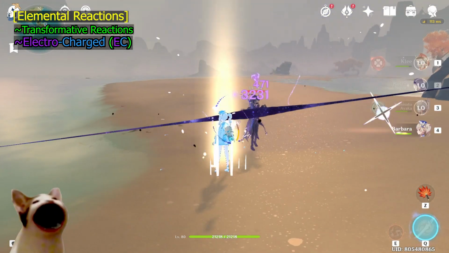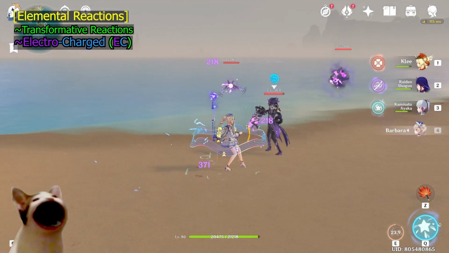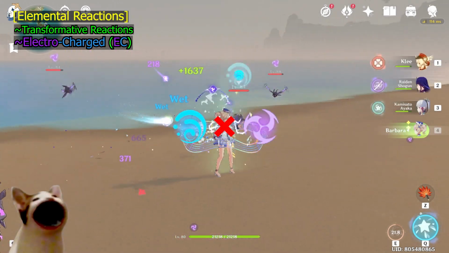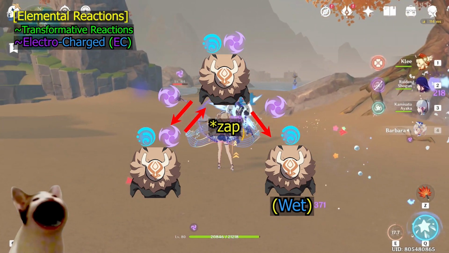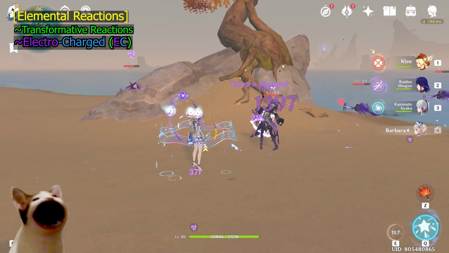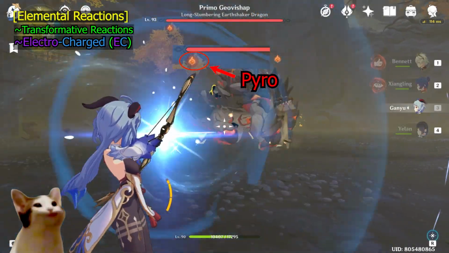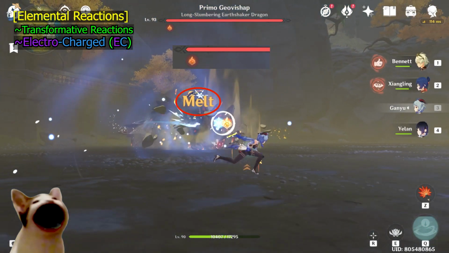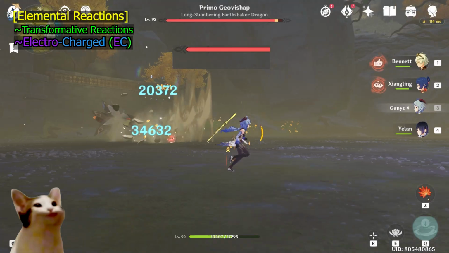Electro-Charged, also known as EC by different parts of the community, is the reaction created when Hydro and Electro meet, of which it deals Electro damage to the targets affected by the reaction, or enemies who are affected by Hydro or the wet status. This reaction in particular is quite unique for a few reasons. For most reactions, the elements creating them will disappear after reacting with each other. Sometimes the stronger elements will leave a lingering aura.